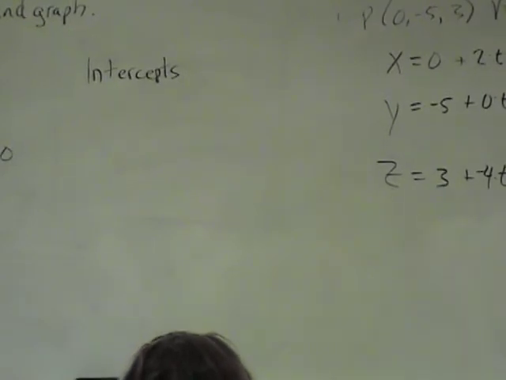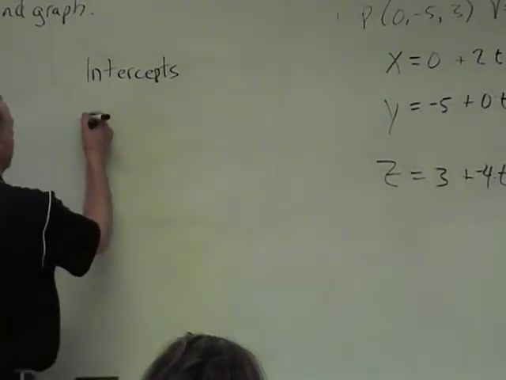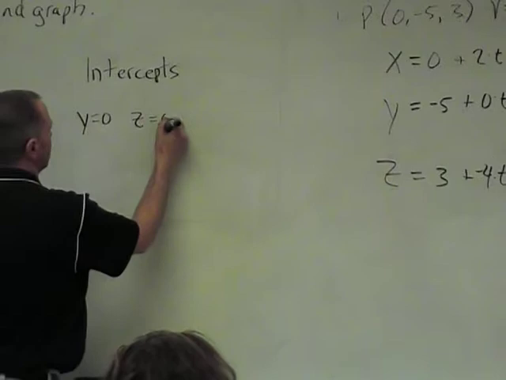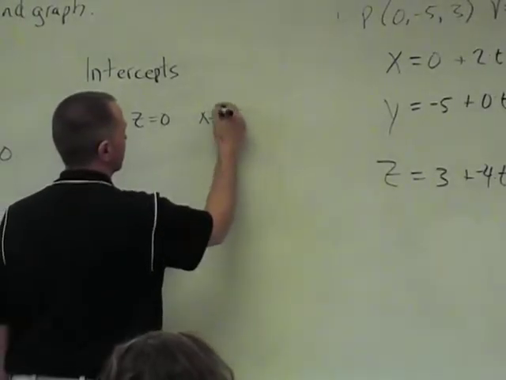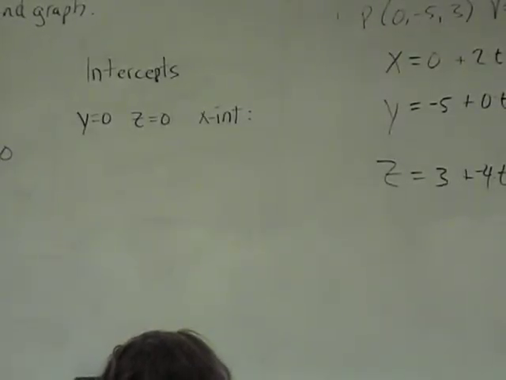In algebra, when you were graphing your x's and your y's, I wanted the x-intercept. How'd you find the x-intercept? Set what to 0? The y. It's the same thing with 3 dimensions. If I want the x-intercept, y has to be 0 and z has to be 0. And that'll tell me what the x-intercept is. So z is already 0. So if y is 0, what's x? If y is 0, 3x equals 7. So it's 7/3.